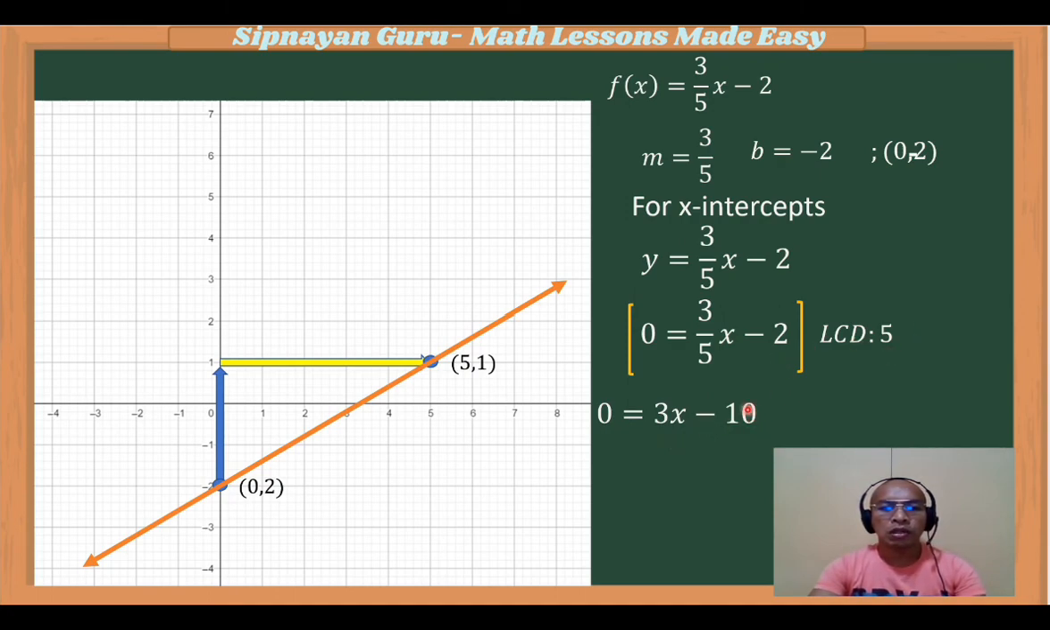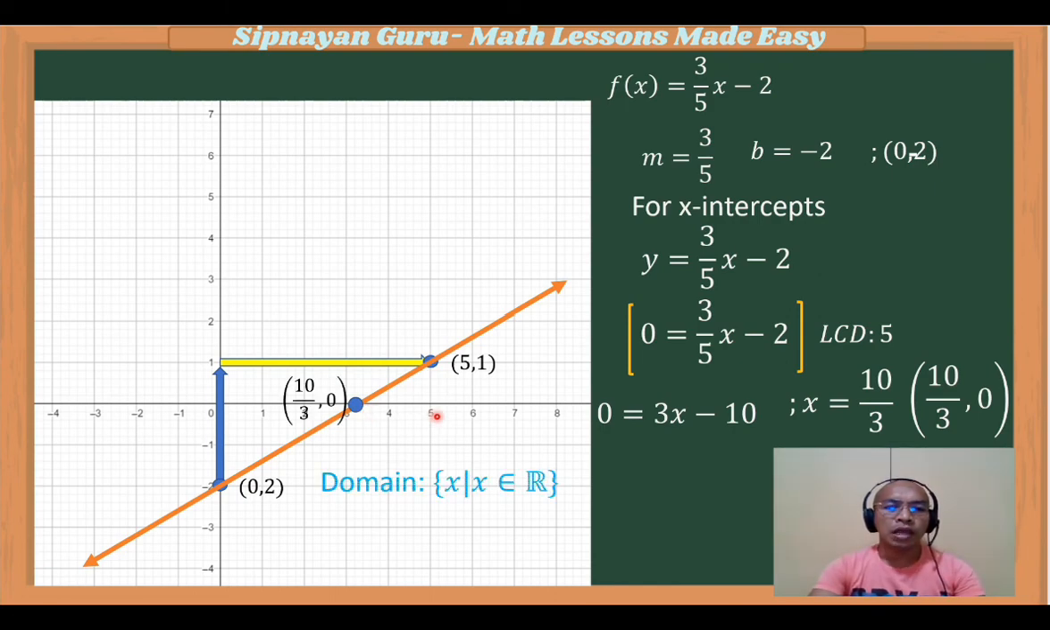So transpose negative 10 to the left to solve for x. So this would be 3x equals 10. Divide both sides by 3. Our x is equal to 10 over 3. So this is approximately here. So the domain is negative infinity to positive infinity, and the range is also all real numbers, negative infinity up to positive infinity.